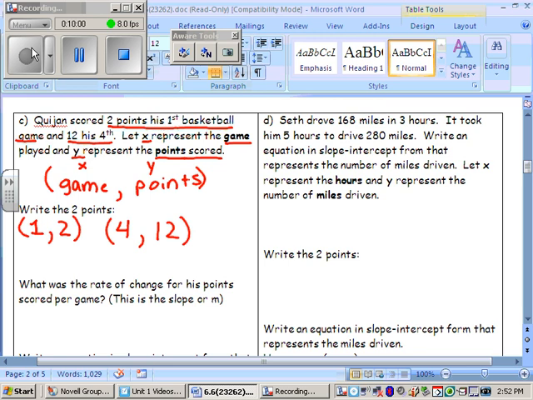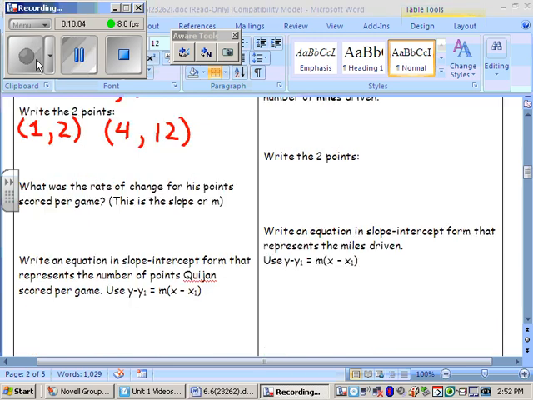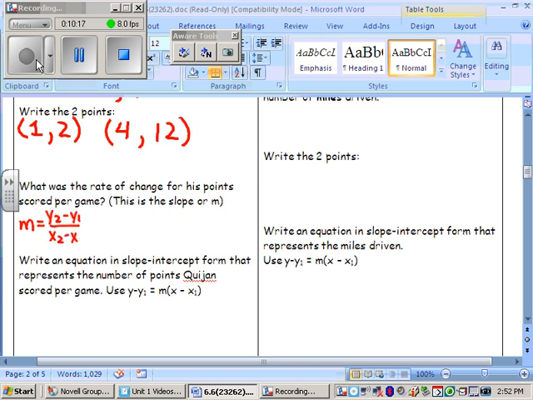Now from here, we're going to go to the next question, which asks us for the rate of change. So what was the rate of change for his points scored per game, which will be the slope? Now remember, the slope formula is y2 minus y1 over x2 minus x1. So if we label the numbers within our ordered pairs, we have x1 and y1 for our first point, and x2 and y2 for our second point. So let's replace the y2 minus y1 with numbers, so it'll be 12 minus 2, as well as the x2 minus x1. Then let's simplify this. So we would have 10 thirds. So 10 thirds is the slope.